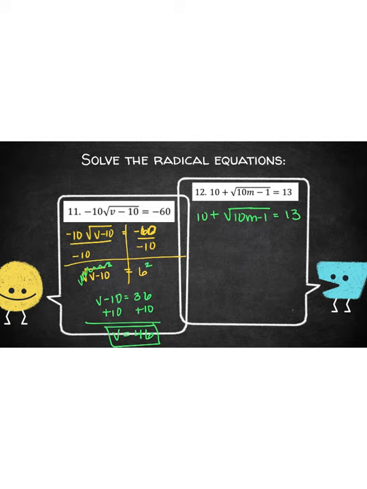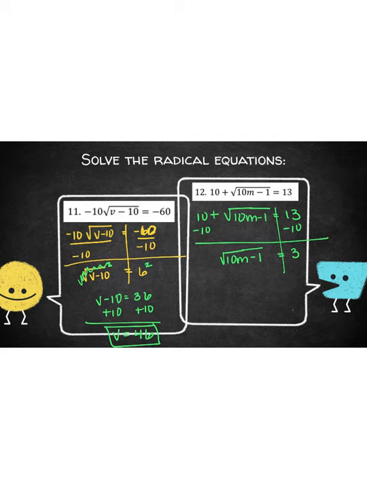Okay, so we got to get rid of that 10 plus. So the opposite of adding 10, it's a positive 10, I'm going to subtract 10. So I'm subtracting 10 from both sides. So now I have my radical 10m minus 1 equals 13 minus 10 is 3. And this is all under the radical.